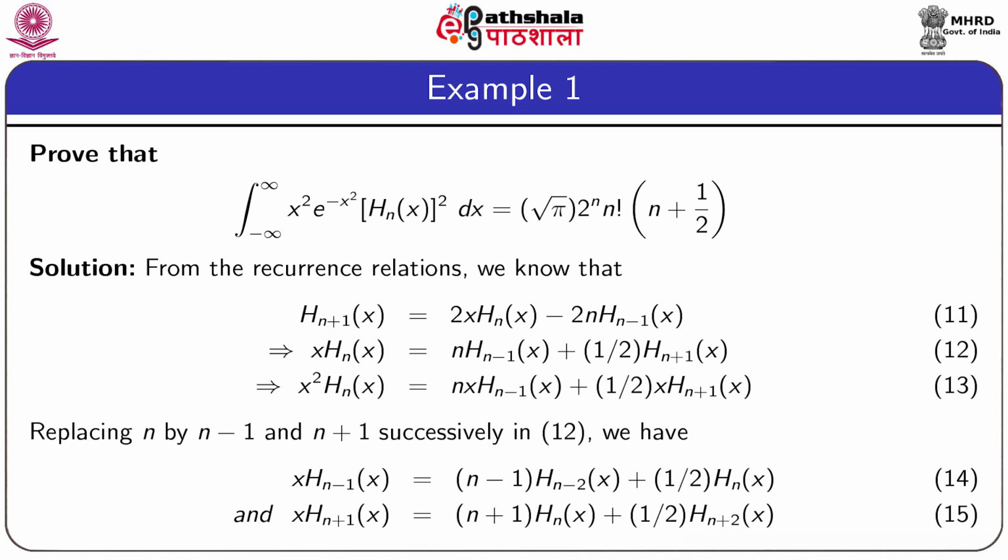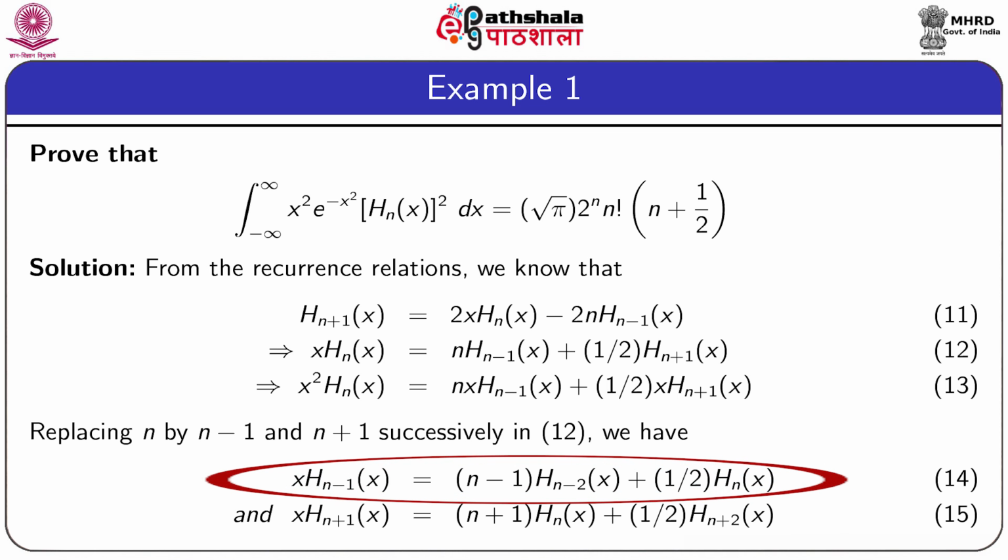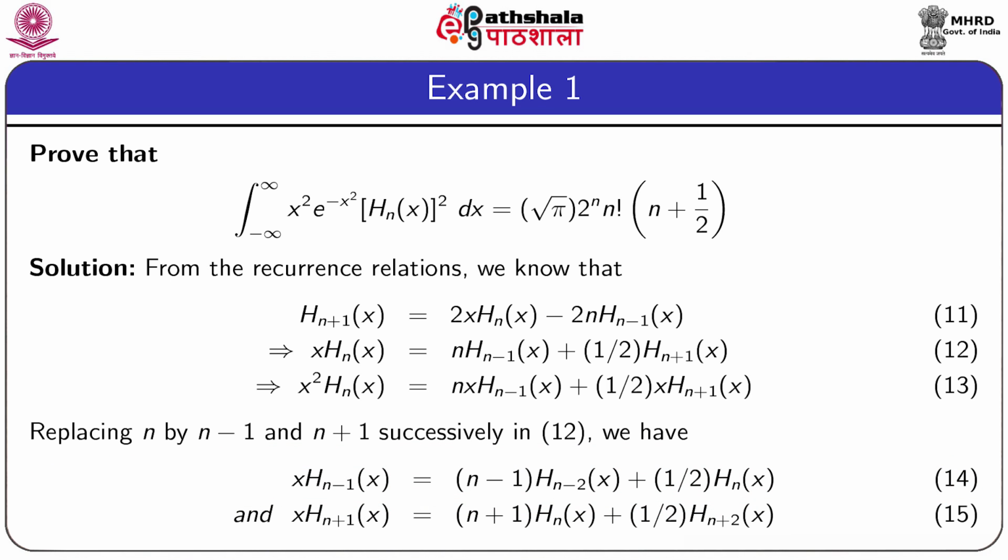We next replace n by n minus 1 and n plus 1 successively in 12. That is, we replace this n by n minus 1 and we get the result x into H_{n-1}(x) is equal to n minus 1 H_{n-2}(x) plus half of H_n(x), given by equation 14. Next, we replace this n by n plus 1 and we will get x H_{n+1}(x) is equal to n H_n(x) plus half of H_{n+2}(x), given by equation 15.